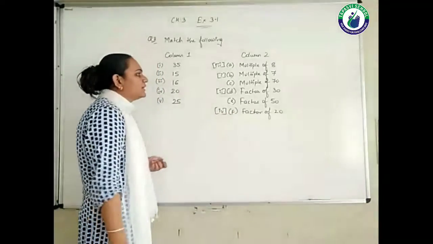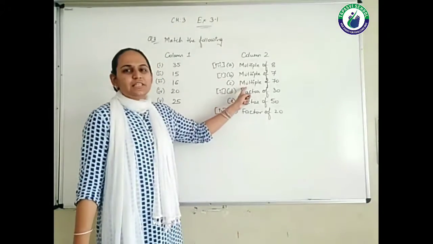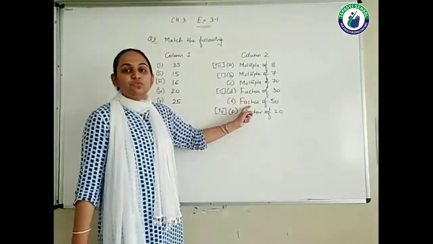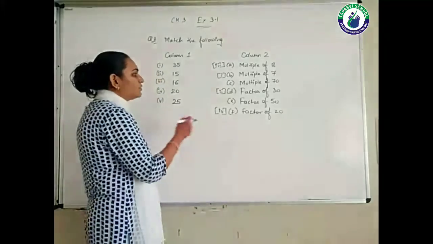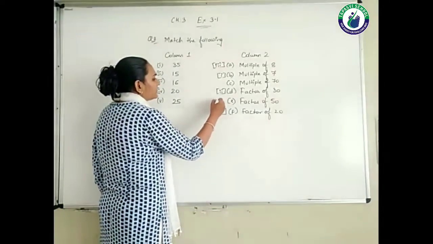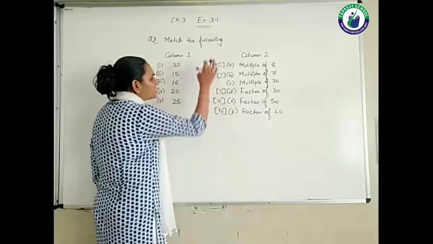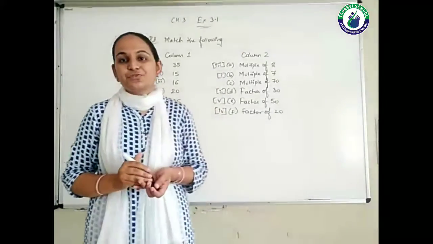Last one, 25. So does 25 have any relation to 70? No. Is 25 a factor of 50? Yes. 50 को divide करता है 25. So here I am writing the fifth one. So these are the appropriate matches students, right?